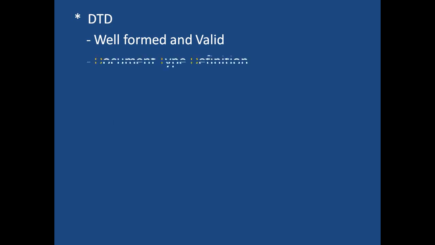In this session, we'll be discussing DTD. Let's first understand what well-formed and valid XMLs are. An XML document with a correct syntax is called well-formed. An XML document validated against a DTD is both well-formed and valid. DTD stands for Document Type Definition.